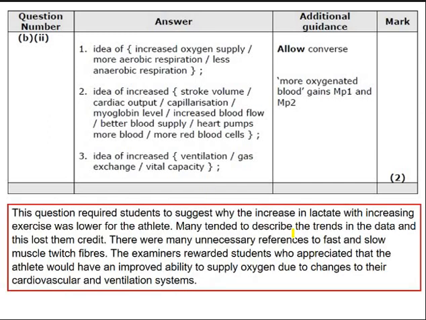Examiner's report. Okay, so the question asks why the increase in lactate with increasing exercise was lower for the athlete. Many tend to describe the trend. Again, don't do that. They want you to give reasons. There are many unnecessary references to fast and slow twitch muscle fibers. The examiners rewarded students who appreciated the athlete would have an improved ability to supply oxygen. It's through their training. Okay, so that is the end of the video on anaerobic respiration.